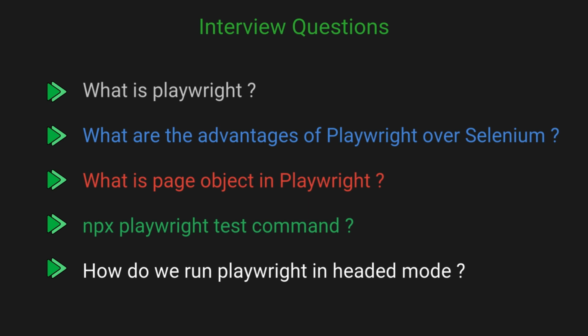Now, what is the page object in Playwright? The page object represents a browser tab or window. It's the main interface for interacting with web pages, like navigating, clicking, typing, etc. Next, what does npx playwright test do? It executes all test files in the tests folder using the Playwright test runner, running tests based on configured projects and workers. And the last one is, how do we run Playwright tests in headed mode?